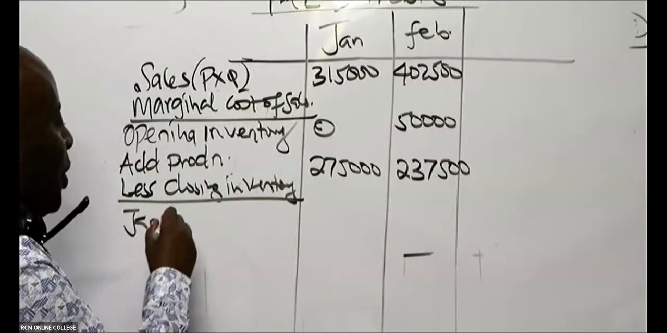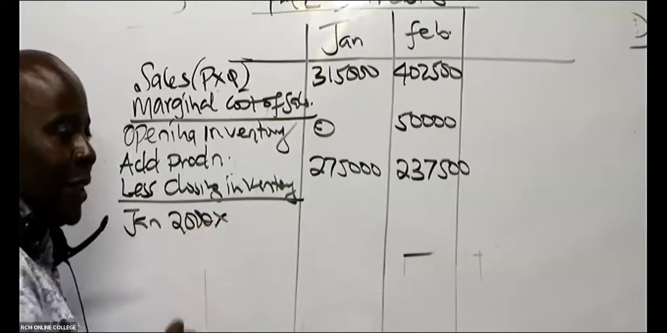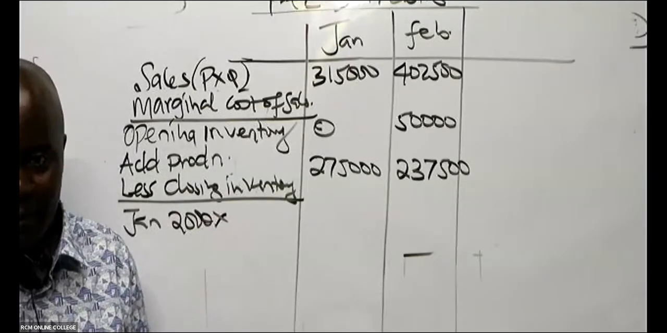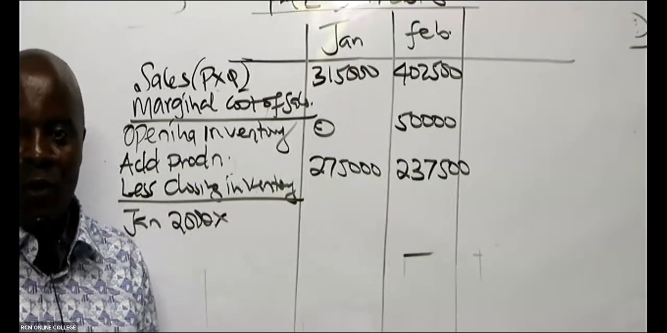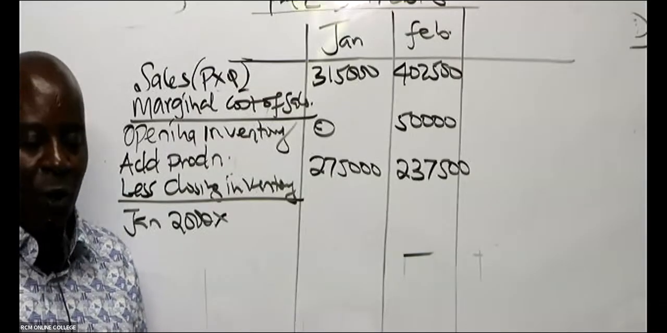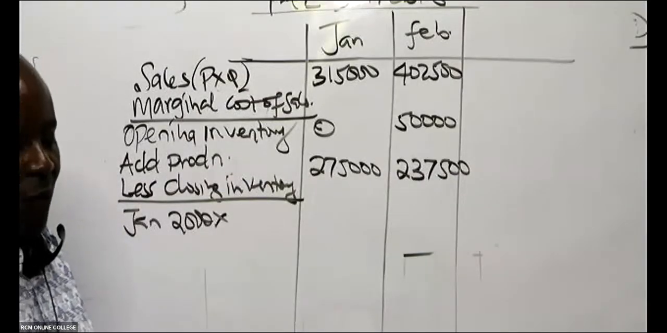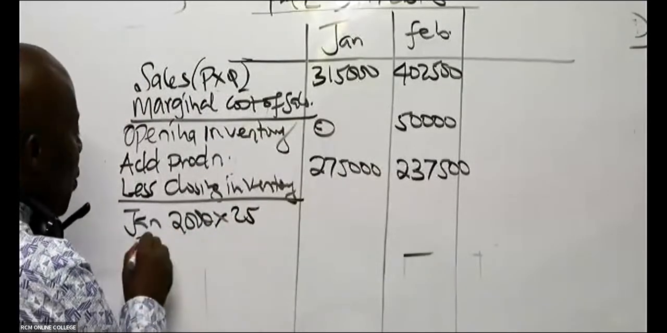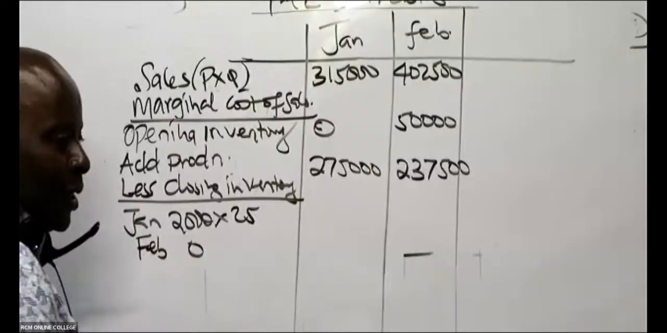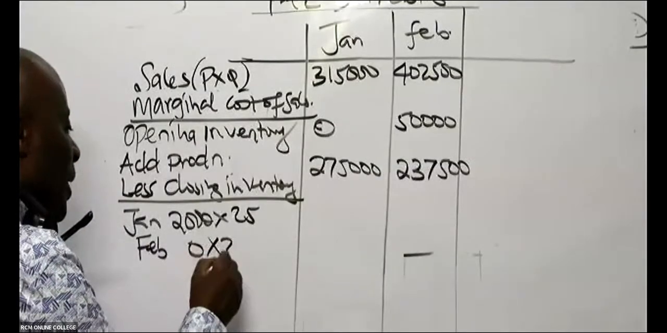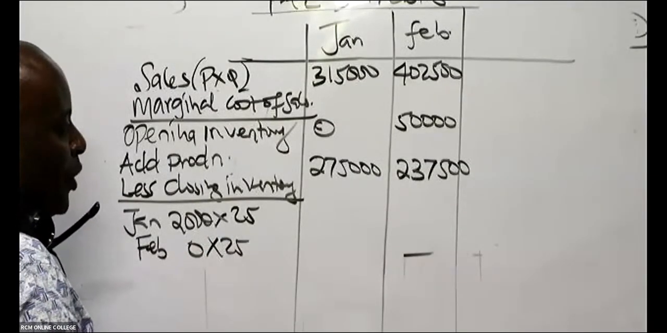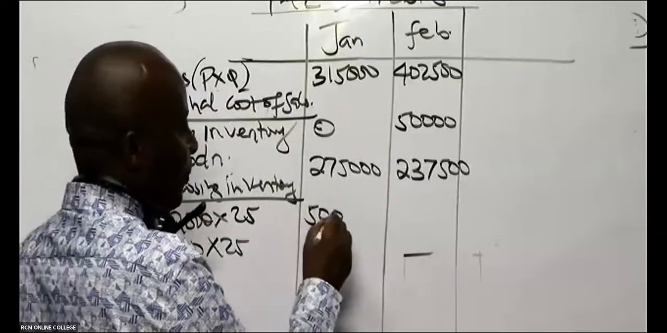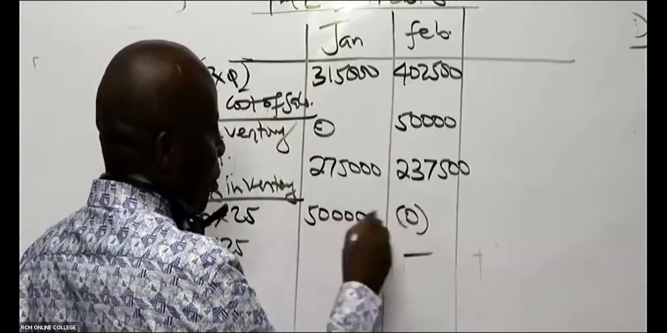January units were 2,000. At what rate? Remember, inventory and production, we normally value them at the same. And because you're using marginal cost, you're valuing this at 25. February, closing was 0, isn't it? For revision, I can just say times 25. So then this gives me 50,000, right? This gives me 0. Remember, I'm supposed to subtract.